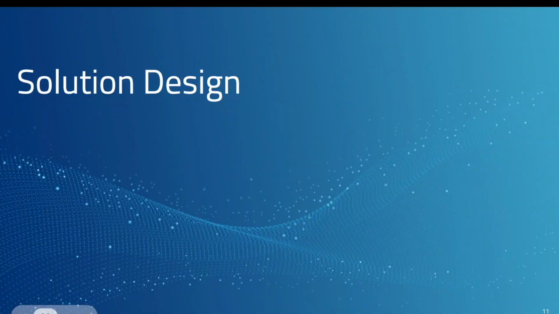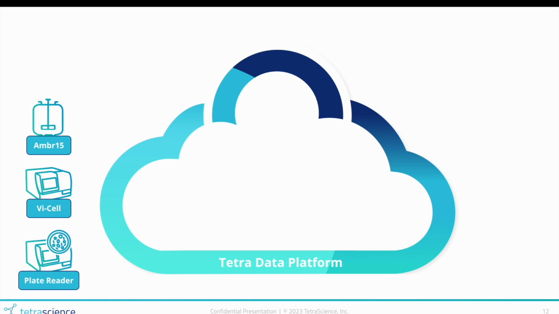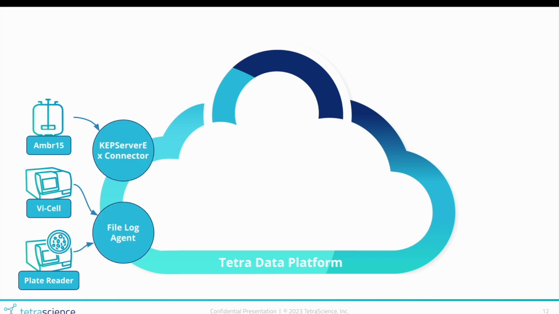I'm now going to quickly show you how this solution looks within Tetra Science's architecture. First, on the left, we have a number of the instruments that are used in that bioprocessing workflow. Our Ambr 15 bioreactor, a ViCell cell counter, and a plate reader that would be used for protein titer. Tetra Science offers productized connectors as well as agents that can automatically collect data from these instruments.